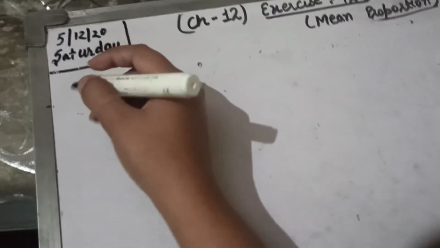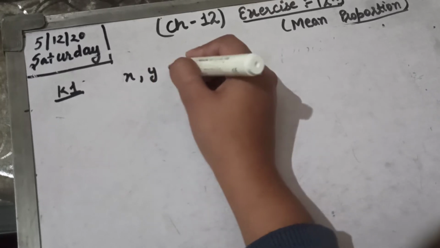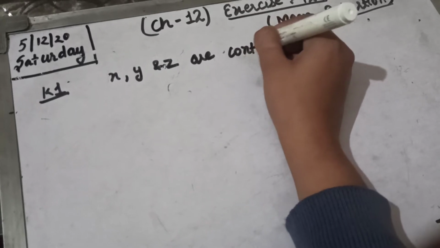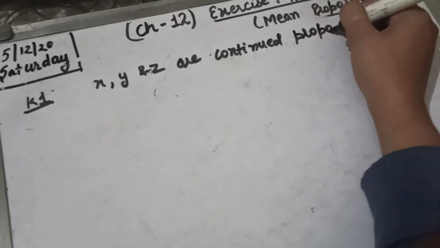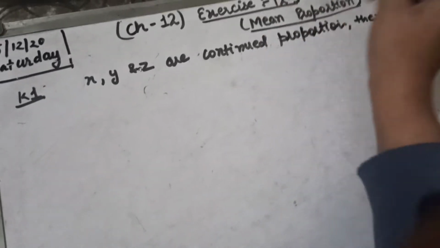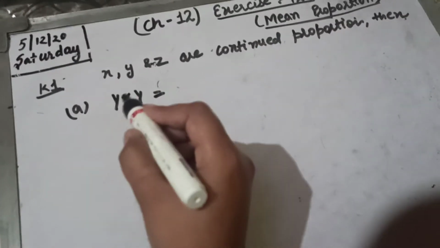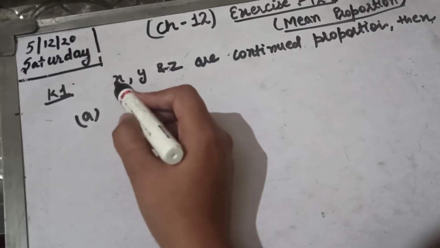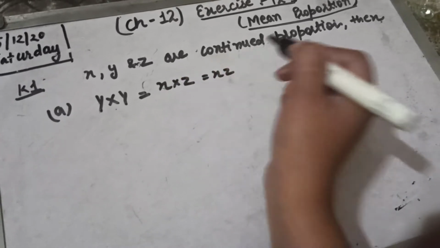Now come to the first question, that is K1. If X, Y and Z are in continued proportion, means this is already given to you that they are in continued proportion, then some fill-ups are also there. First one is Y cross Y equals to, so see, the product of the means is equal to the product of the extremes. So what will come here? Either X Z or X cross Z.